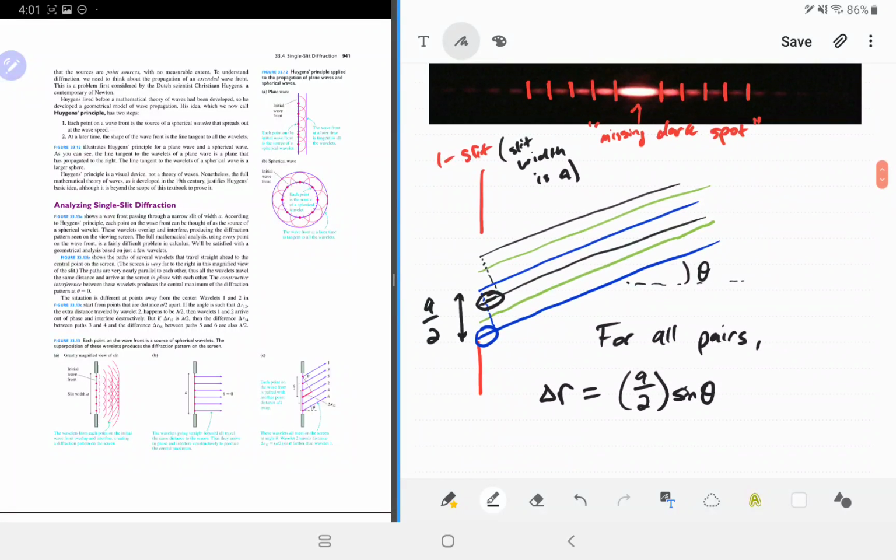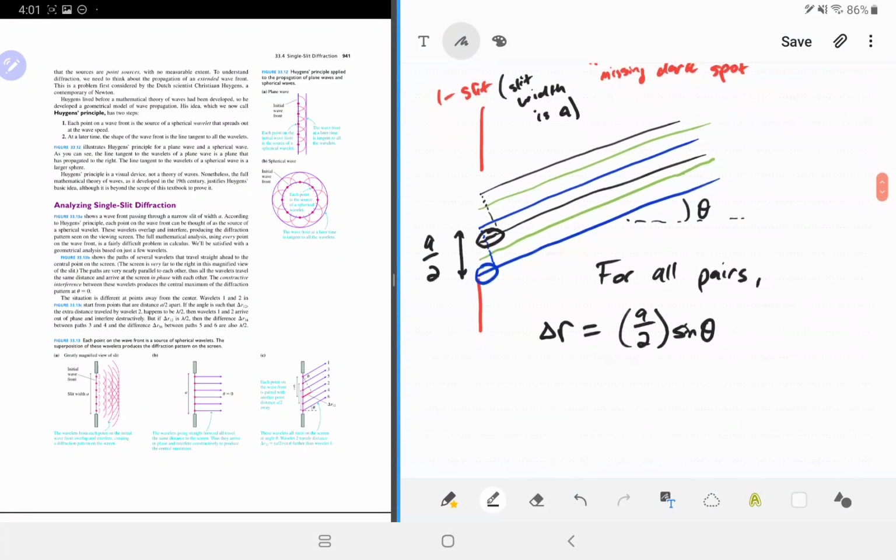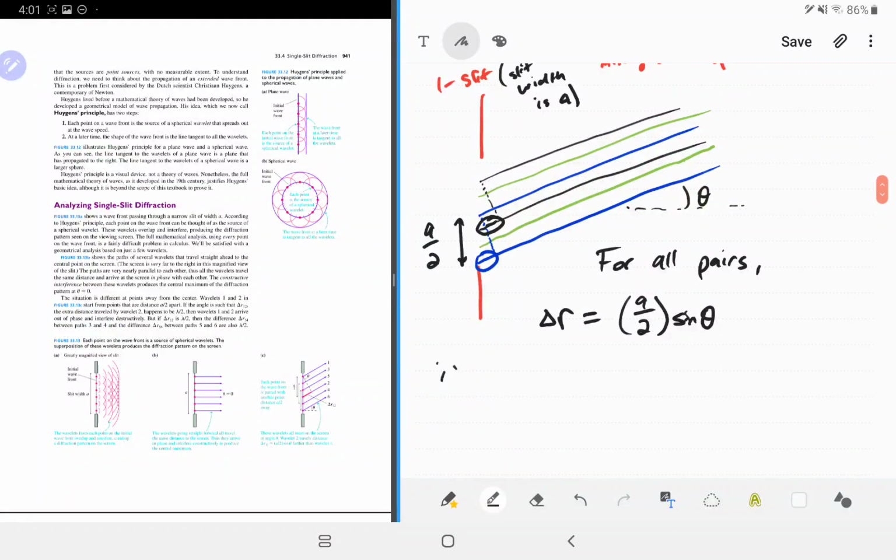So we can actually get dark spots. We can actually get destructive interference if, for all pairs, they cancel each other out. So if delta r, which is a over 2 sine theta, is equal to 1/2 lambda, might as well keep the plus or minus 1/2 lambda, then you get destructive interference.